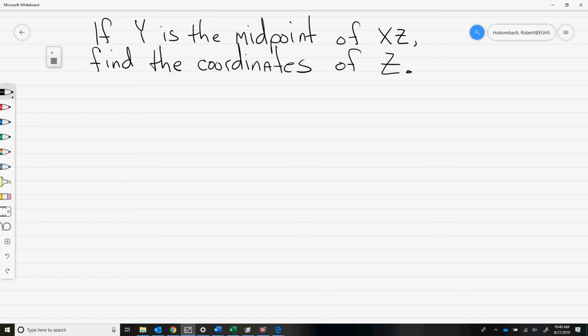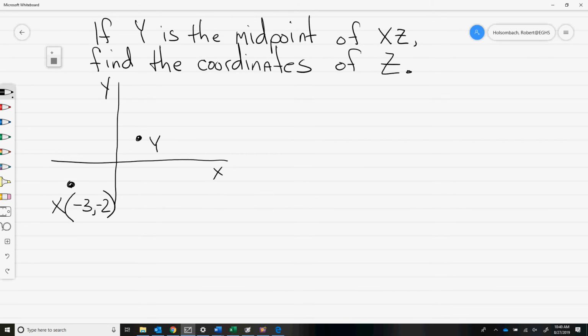So let's do it with a picture. Got your xy axis. Y is the midpoint of XZ. So let's put X down here, and Y is the midpoint. Let's put X at -3, -2. And we'll say that Y is at 1, 2. There's a point Z that's the other end of this segment, isn't there? And that point Z, if X is an endpoint and Y is the middle, then Z will be up here in this region. And let's go ahead and label it.